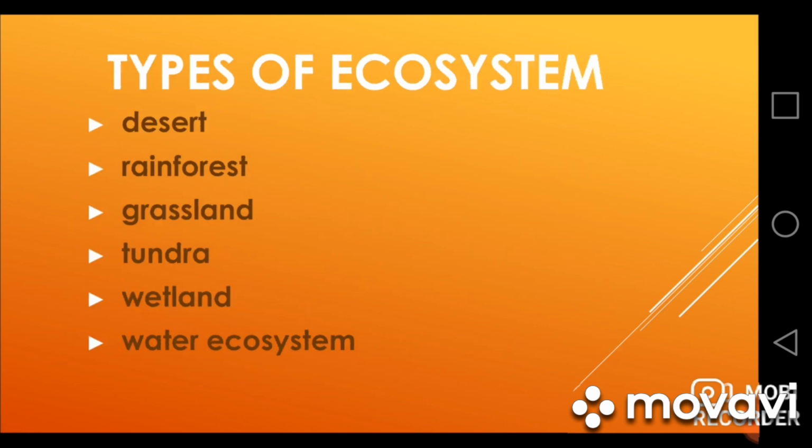There are many different types of ecosystem. The ecosystem can be very large and it can be very small. Some types of ecosystems are desert, rainforest, grassland, tundra, wetland and water ecosystem. All these ecosystems are different from each other due to environmental conditions, for example weather and climate, and all these ecosystems have different types of soils, and there are different living organisms which are surviving in these ecosystems.